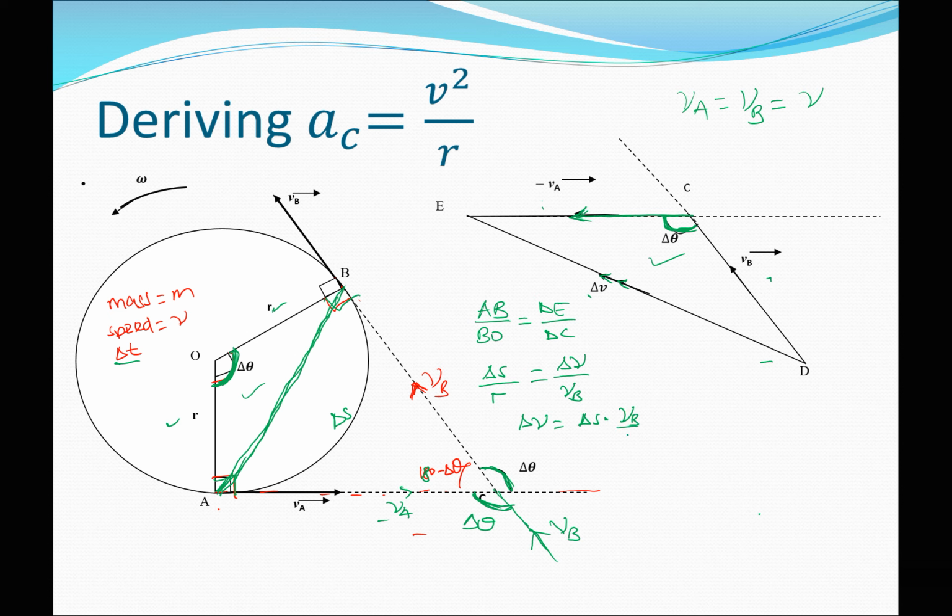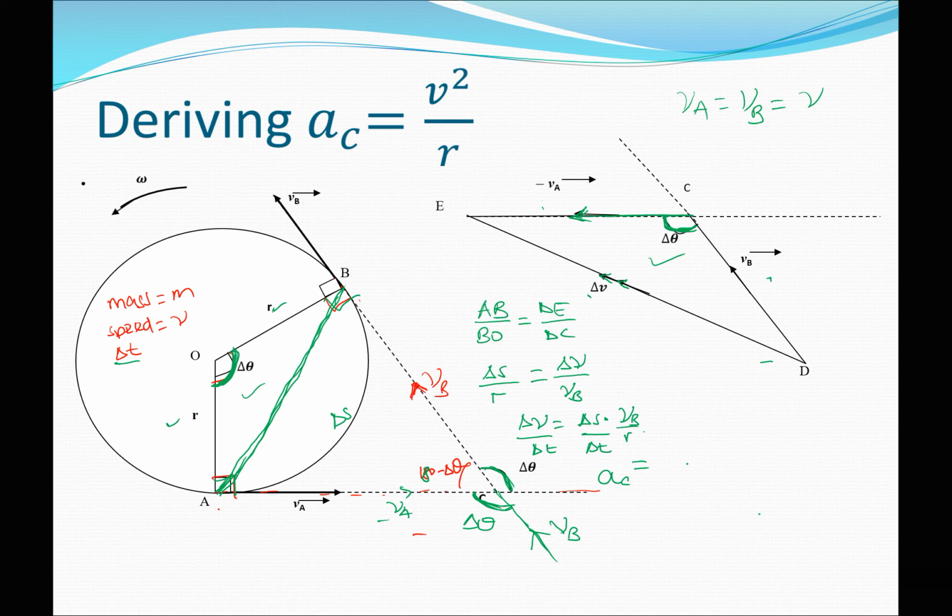Then we made change in velocity the subject: delta V was equal to delta S times VB divided by R. Then we said this takes place in a time delta t, so I divided both sides by delta t. And we said change in velocity over time is acceleration, but because this is a body moving in a circle, we call this the centripetal acceleration, A subscript c.